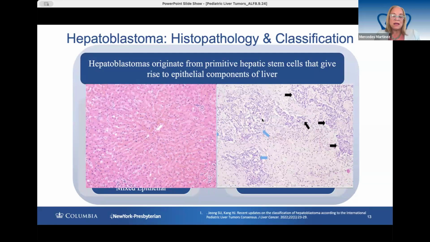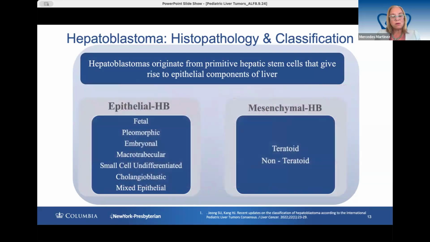Then you might think that making the diagnosis of hepatoblastoma histologically is easy. It might be easy to say that this is hepatoblastoma, but there are many types of hepatoblastoma. There are 2 major types, epithelial and mesenchymal, and they all have different subtypes. Knowing exactly what subtype your patient has is very important for prognosis and for management. For example, we know that pure fetal types with low mitotic activity have a good prognosis, while patients with small cell undifferentiated type have a bad prognosis. And there are protocols that have been designed to treat these patients differently.